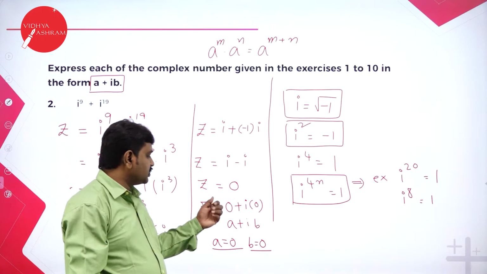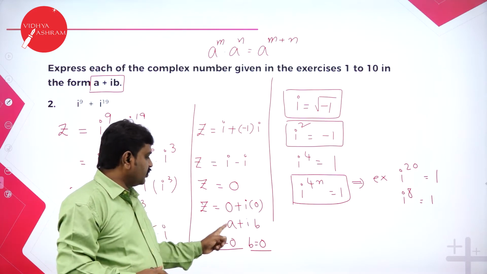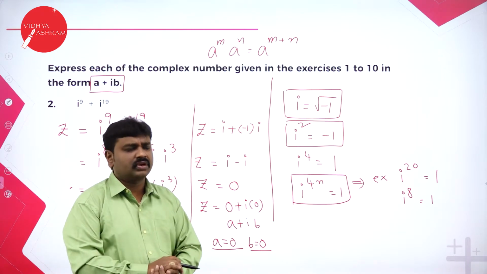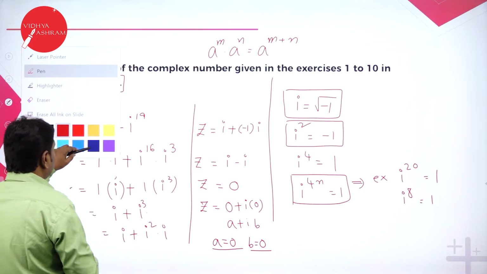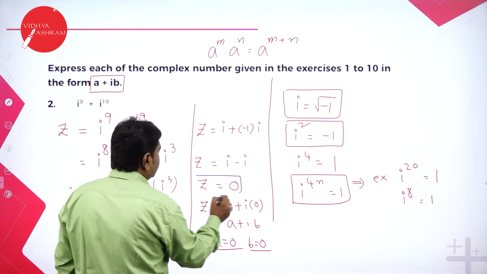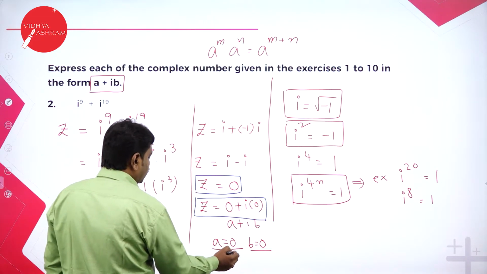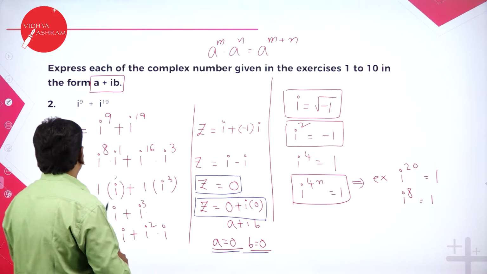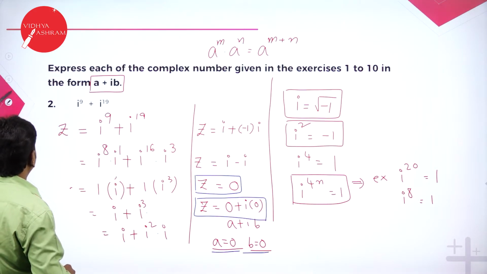So I'll write 0 as 0 plus i times 0. When you don't have an i term, write i times 0. So now a value is 0 and b value is also 0. One of the interesting questions: they want you to write in a plus ib form and you have written it in a plus ib form. So first z is equal to 0, then z is equal to 0 plus i 0, and your a value and b value. My dear students, what I want to say is these are the important concepts which you should remember.